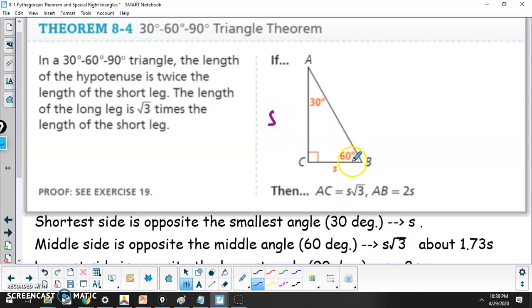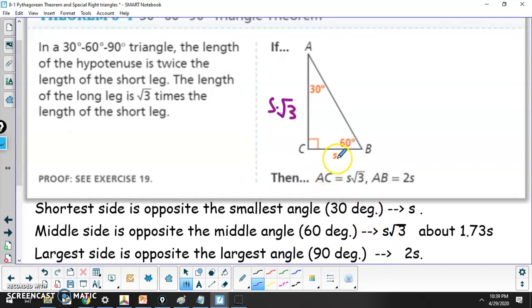So the middle side will always be across from the 60-degree angle. It's S times the square root of 3. And the hypotenuse is always double what the shorter side is. Now, it goes in order.